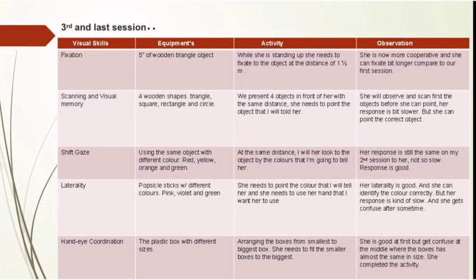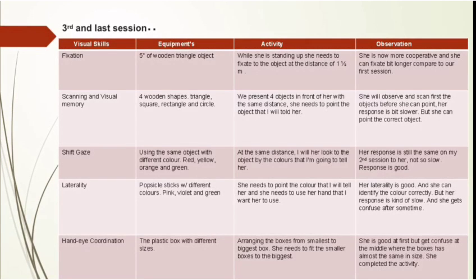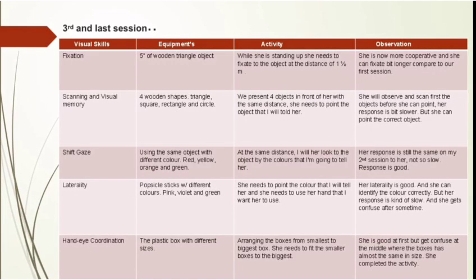And for the second, scanning and visual memory with four objects, I presented them in front of her at the same distance, and she needs to point to the object that I tell her. For the observation, she will observe and scan the objects first before she points. Her response is slow, but she can point to the correct object.